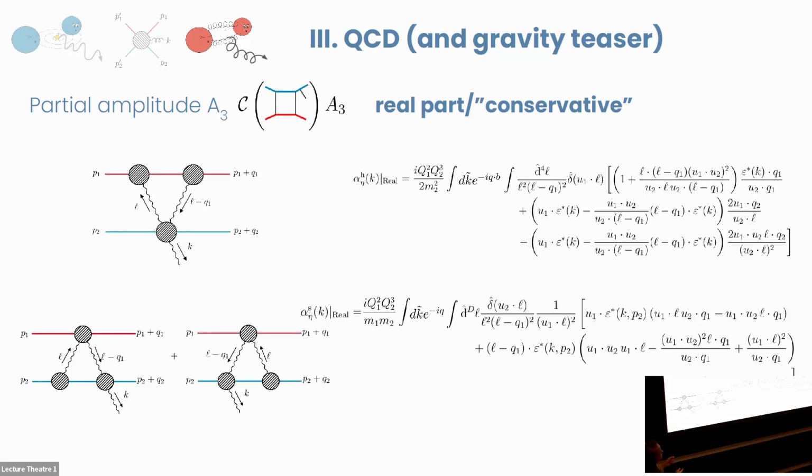In fact, these are the QED results, as you can see from the charges in the factor here. And this is the other contribution, where the masses are more equal. Essentially this is the expression.